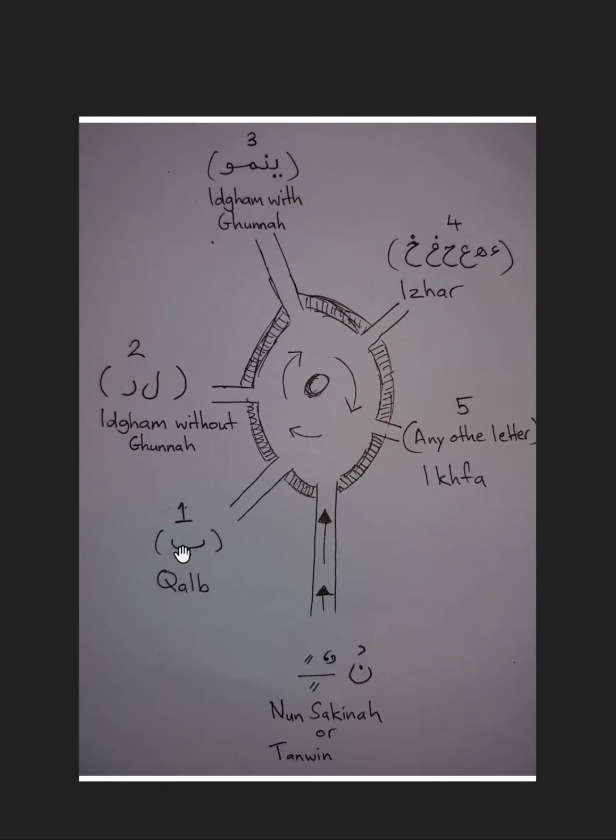If it's a ba coming after it, it's the first exit, qalb. If not, then is it a lam or a ra? Then it will be idgham without ghunna. If not, is it a ya, nun, mim or waw from yanmu? Then it will be number 3, idgham with ghunna. If not, is it from the following letters Hamza, Ha, Ain, Ha, Ghain, Kha? If so, then it will be the fourth exit, Iẓhār.